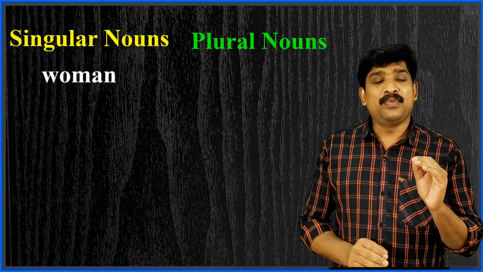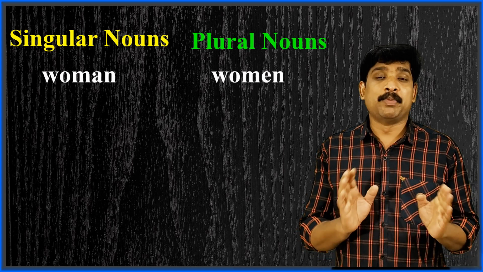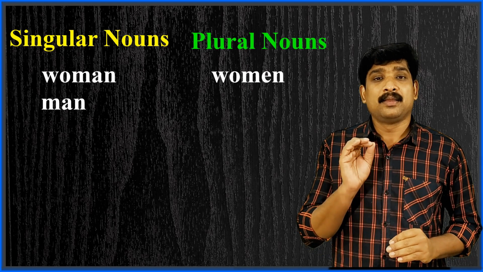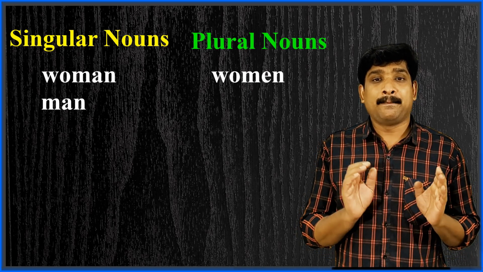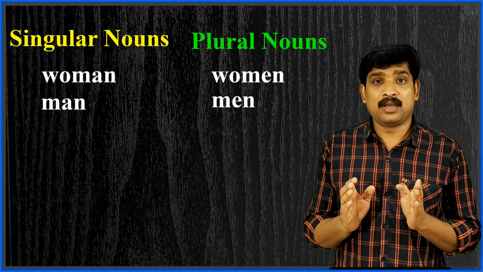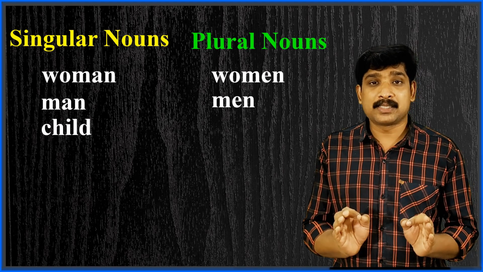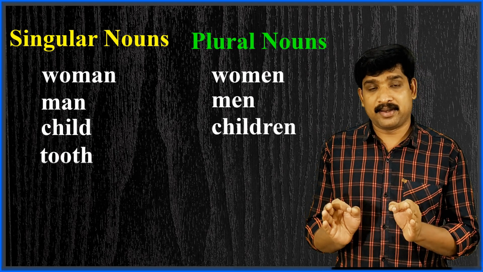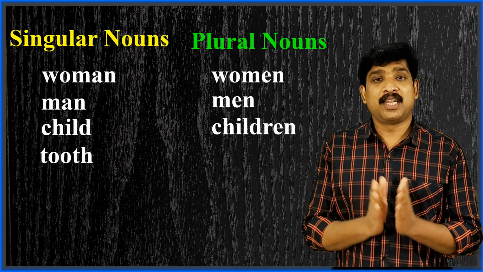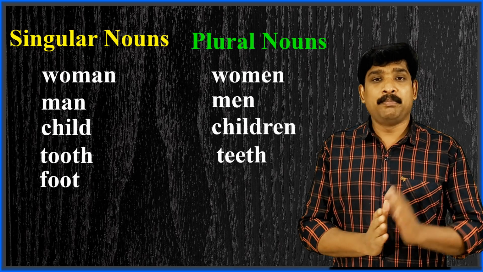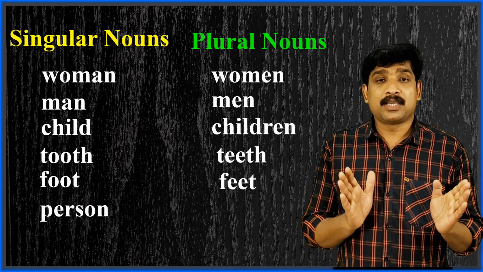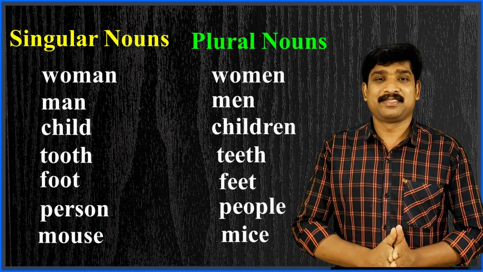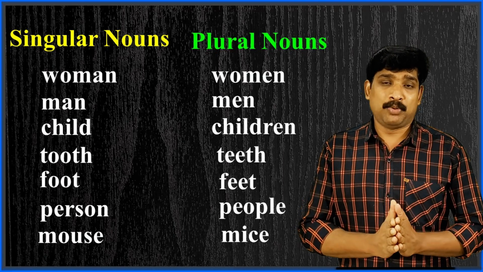For example, we have a singular noun, woman. Its plural form is women. Then we have a man, a singular noun. Its plural is men. Child becomes children. Tooth becomes teeth. Foot becomes feet. Person becomes people. Mouse becomes mice. Let us move on to some other irregular plural forms.